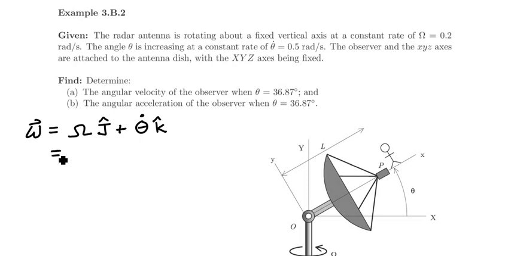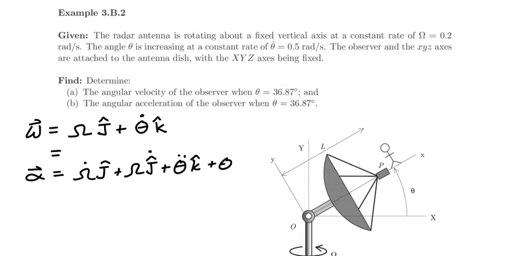Now I'll come back in a few minutes and express that in a consistent vector set, but for now let's move on and compute the angular acceleration. So if I use the product rule of differentiation, I can express this as omega dot in the capital J, plus omega in the capital J dot, plus theta double dot in the little k, plus theta dot in the little k dot.